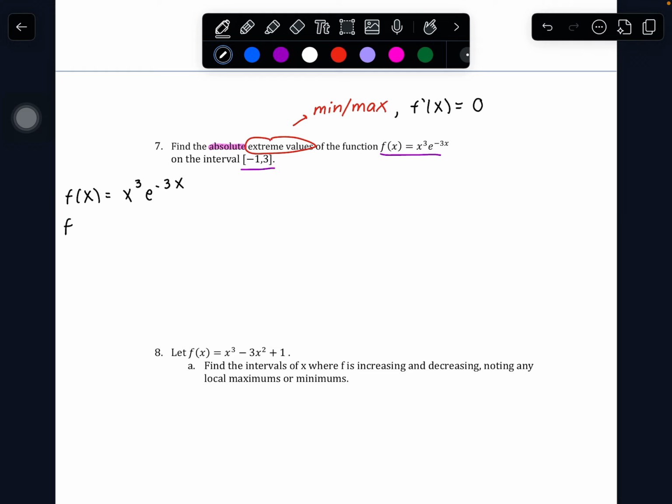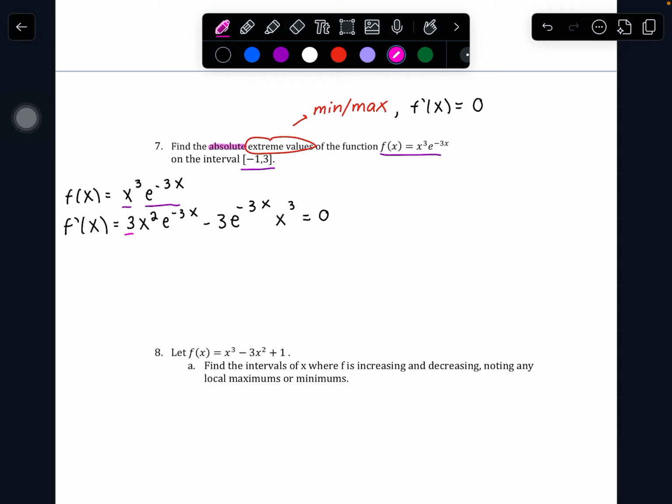Let's find its derivative. Don't forget all the derivative rules that we learned last unit. We have to use product rule, right? F prime G plus F G prime. So we're going to have 3x squared e to the negative 3x minus 3e to the negative 3x, x cubed. Set this equal to 0. Let's see what these guys have in common so we can factor out.